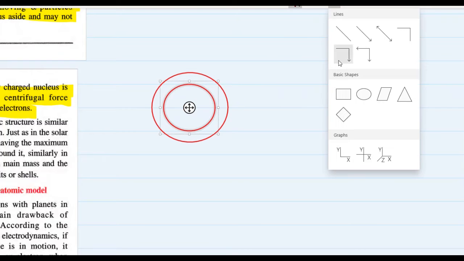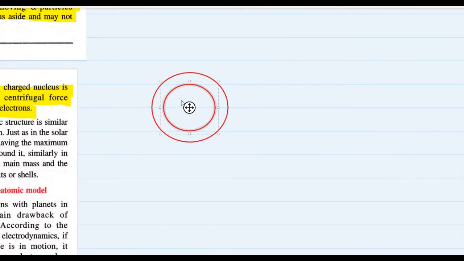Let me draw one more small circle which represents, oops, so we already got that. Okay, so just imagine that this is your nucleus, and all the electrons are revolving around this nucleus in these circular paths, imaginary circular paths. Correct?